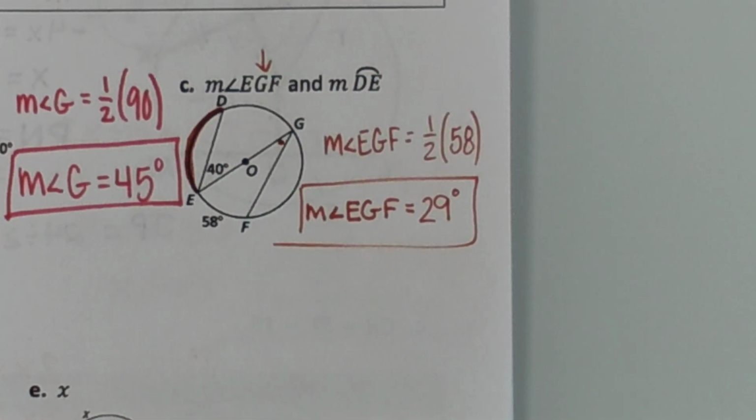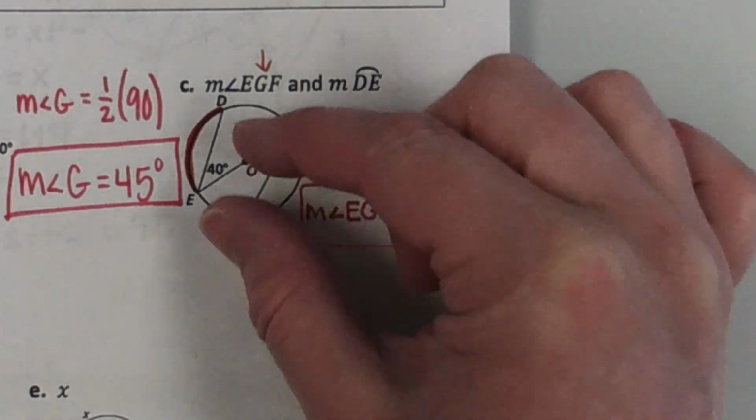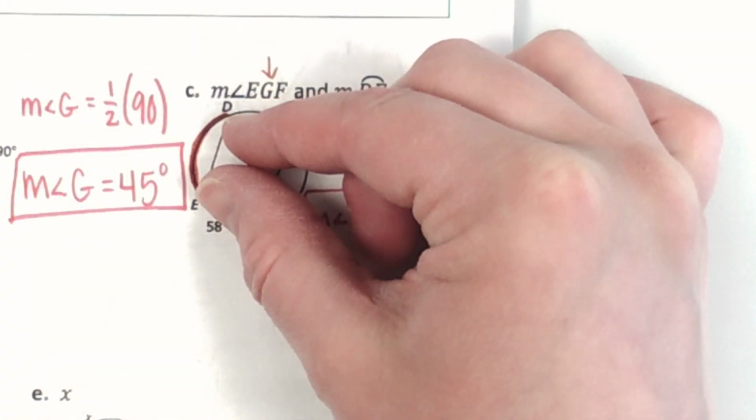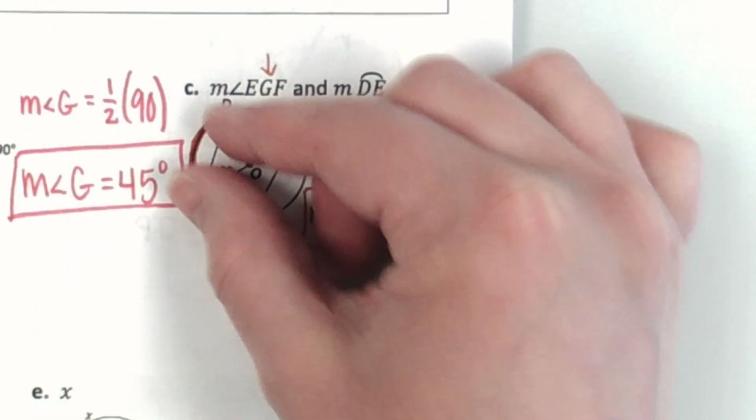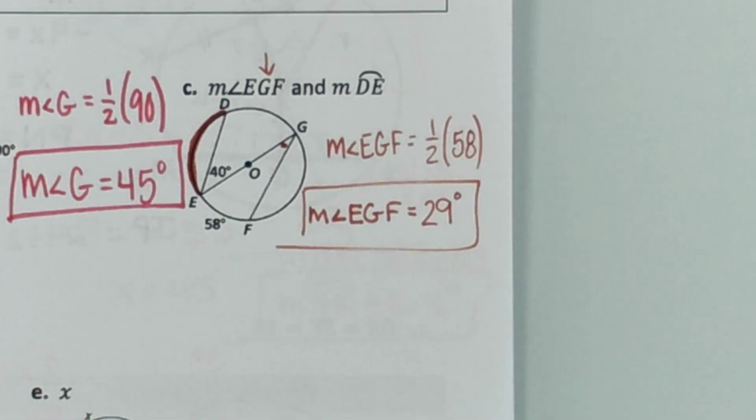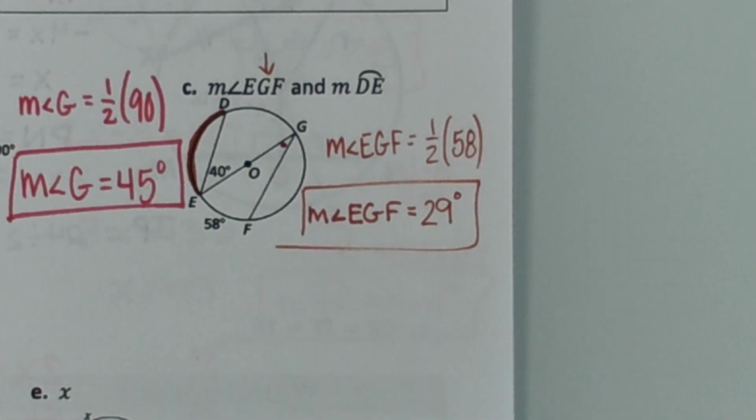Does that have a corresponding inscribed angle? No, there's no inscribed angle starting at E, ending at D, going to the edge of the circle anywhere. So how are we going to find it? How do you think we should find it?